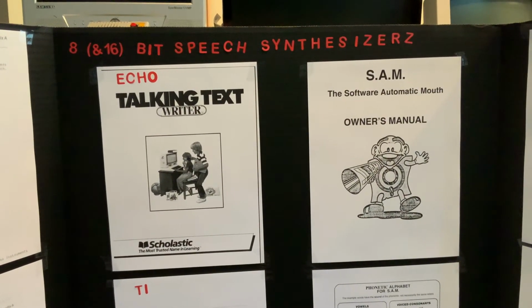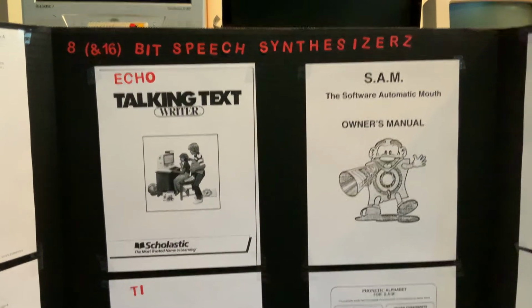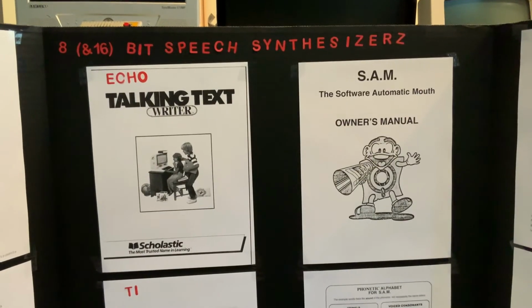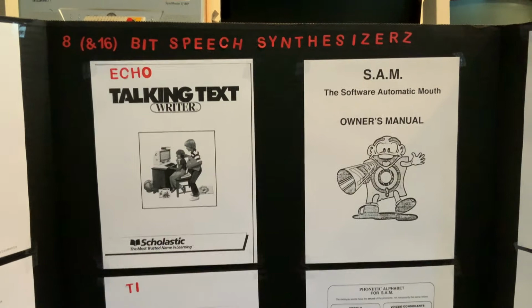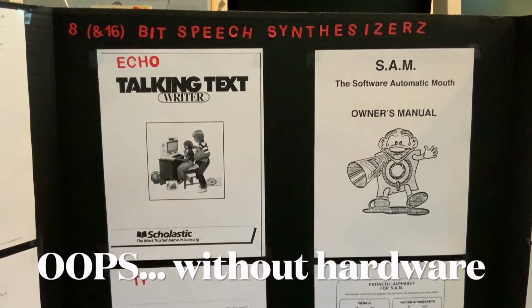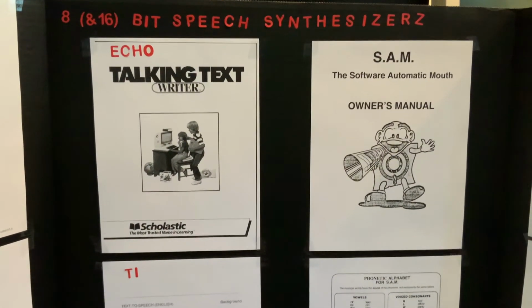Here is the display for this exhibit. What you see on the right is SAM, which was an innovative program that gave you speech without hardware. Originally, it required a hardware card, which was a digital to analog converter, but later they figured out how to do it in software. The one on the left uses the Echo, which is a card and an external speaker.